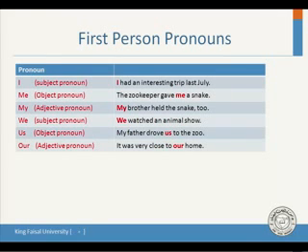Okay, we have also first person plural, like we: Ahmed and I, we; Ahmed, Khalid, and I; my father, my mother, my brothers, and I, we. We watched an animal show. We watched, subject pronoun. Notice we is a subject in the sentence. Us is an object pronoun. My father drove us to the zoo. We, us. Adjective pronoun: it was very close to our home, our car, our home, our trip.